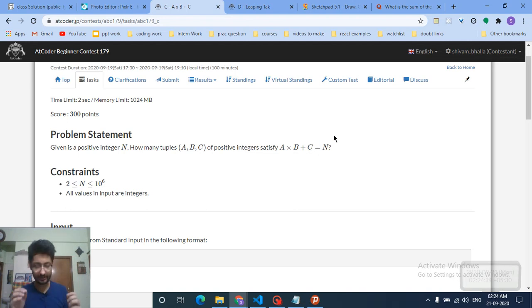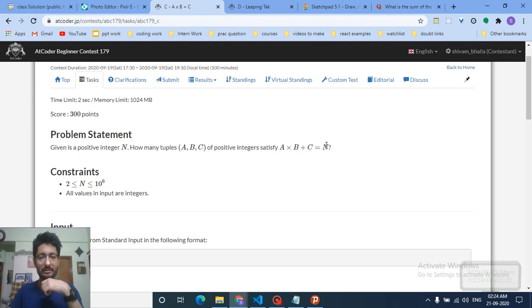Now the first thing that comes to my mind is to find the constraints over these tuple values. A, B, C cannot become very large. They cannot become 10 to the power of 100, because n is up to 10 to the power 6. So find the constraint for each of the three integer values.